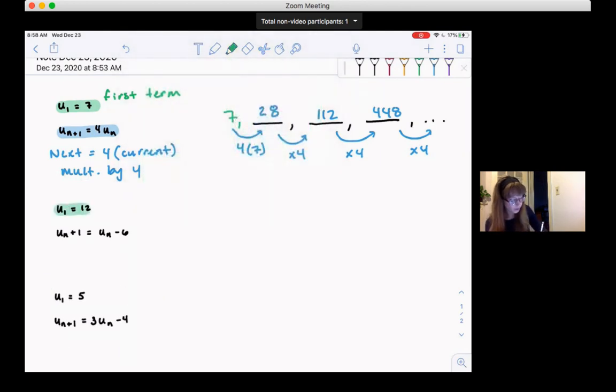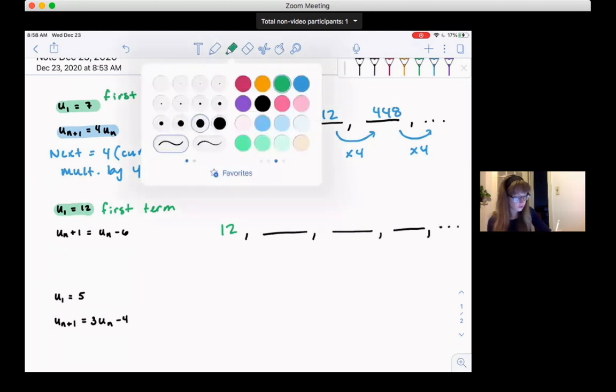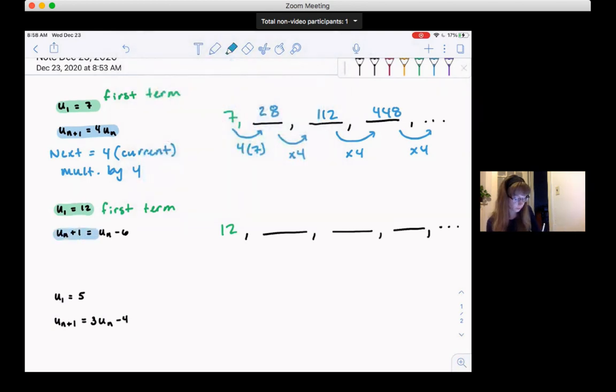So again, u1 equals 12. That's telling us where the sequence starts. This is our first term. So our sequence starts at 12, and then we want to know what are some of the next terms, right? So now we need to interpret the rule. Here's our rule. un plus 1 equals un minus 6. So this is basically saying that the next equals the current minus 6, or basically we're subtracting by 6 to get to the next term.